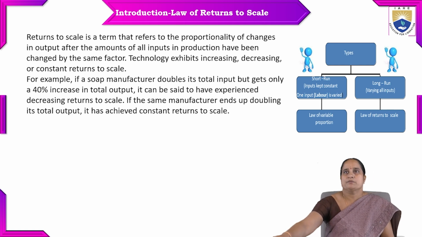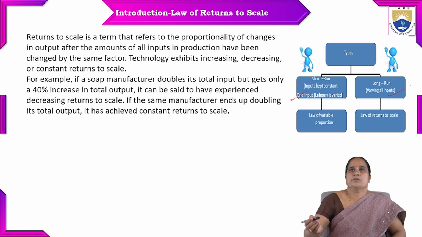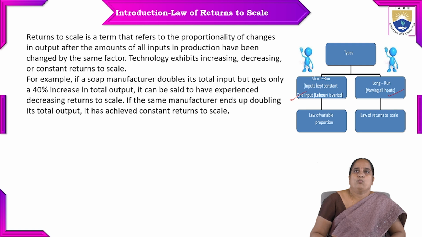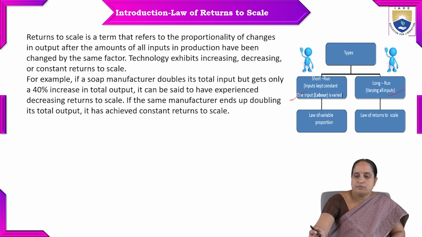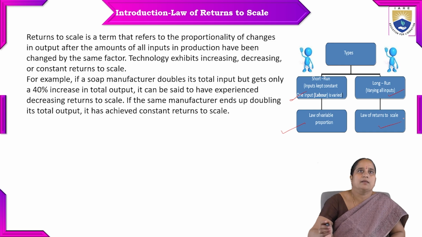Coming to the types of returns to scale, it is divided into two types: short run and long run. In the short run, the inputs are kept constant and one input, labor, is varied, whereas in the long run, all inputs vary. Based on the short run production process, it is known as the law of variable proportion, and in the long run, it is the law of returns to scale.